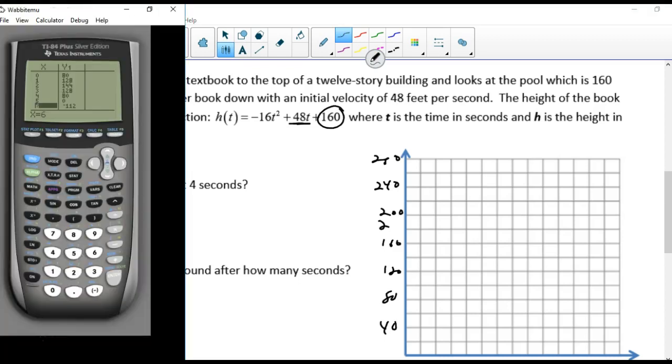Well, we're going to put that in our graphing calculator and change it up. So we go back to y. And notice all I have to do is change a couple numbers. 48. And then need to change this to 160. And then graph. And it's going to be off the chart again.